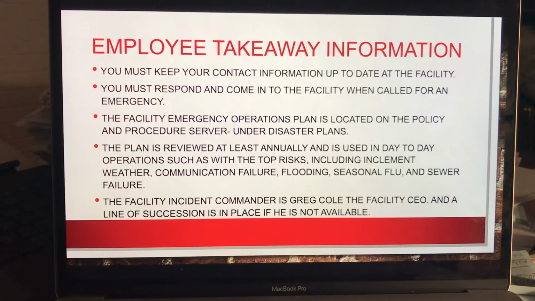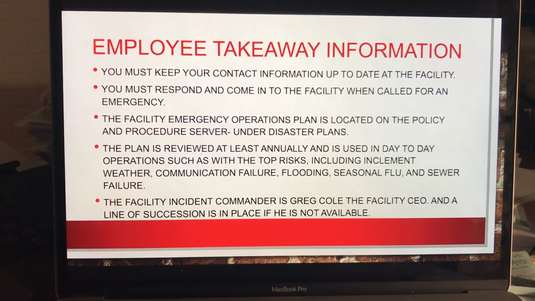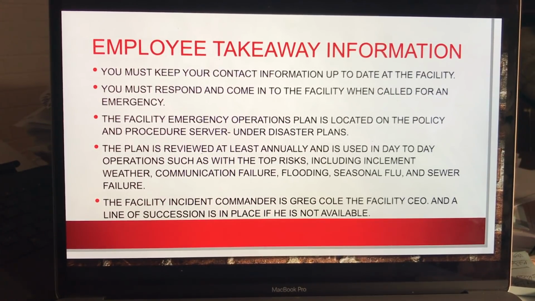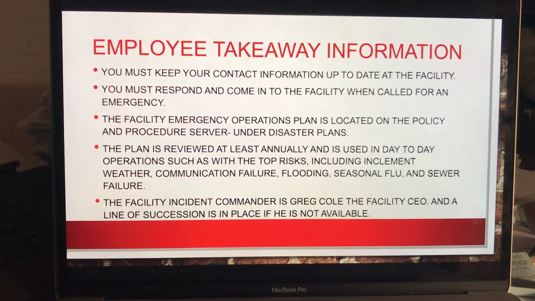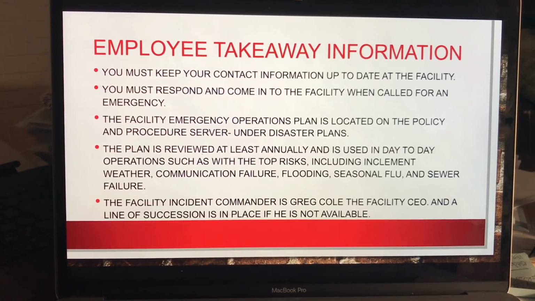Again, you will be required to know the employee takeaway information for your post-test. You must keep your contact information up to date at the facility. If called in an emergency, you would need to come into the facility to assist. The Emergency Operations Plan is located on the Policy and Procedure server under Disaster Plans.